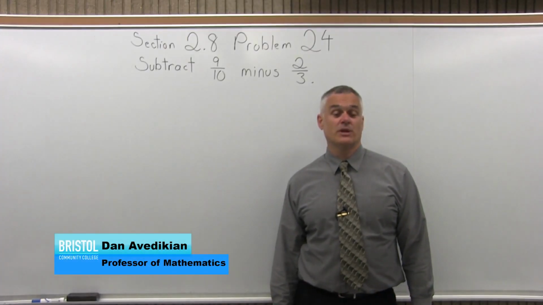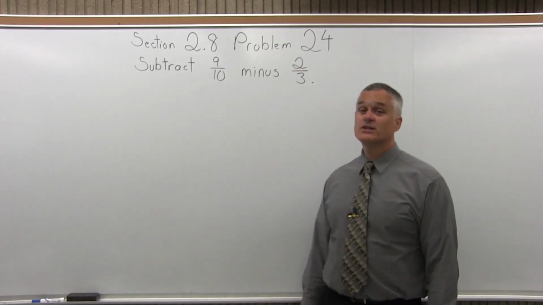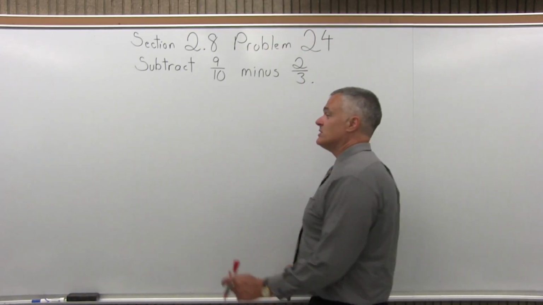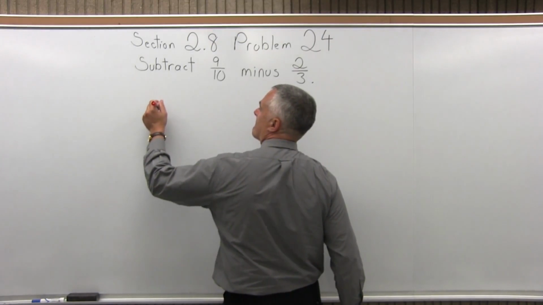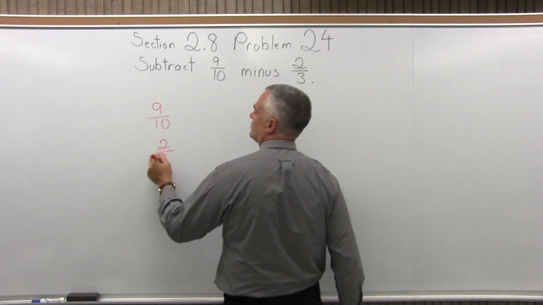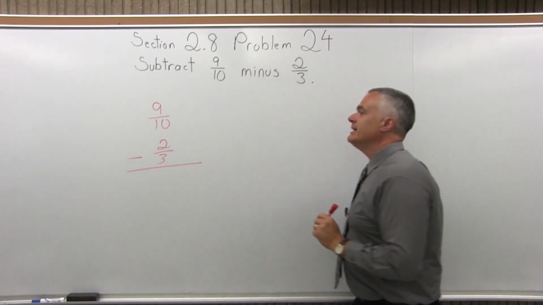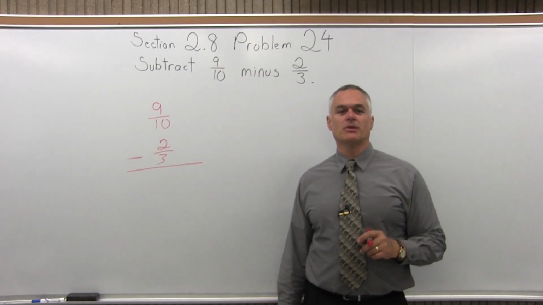This is Section 2.8, Problem 24. It says subtract 9 over 10 minus 2 over 3. So, I like to write it vertically. 9 over 10, 2 over 3, minus. So what I need is a common denominator.